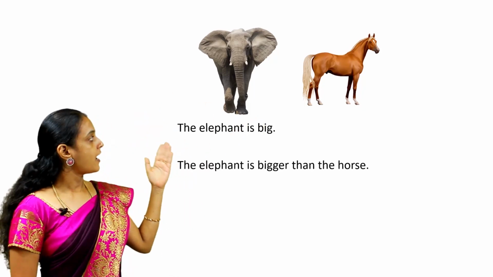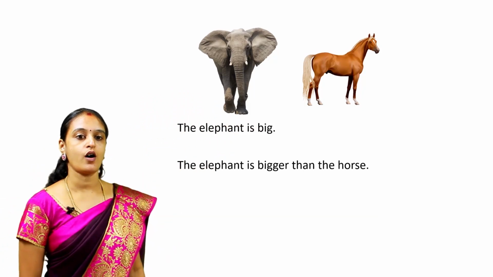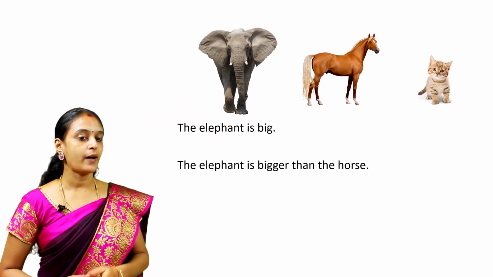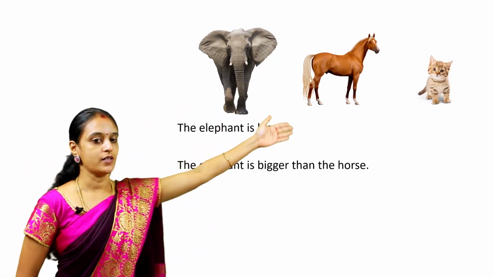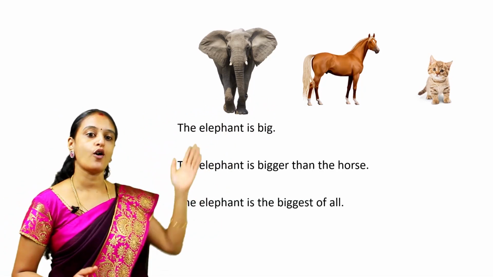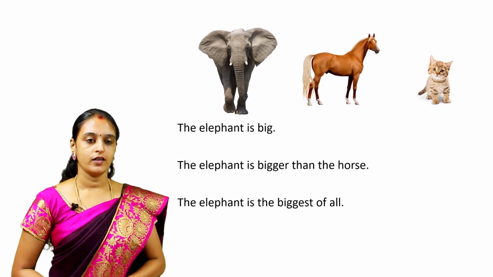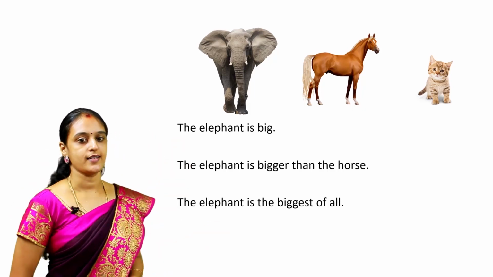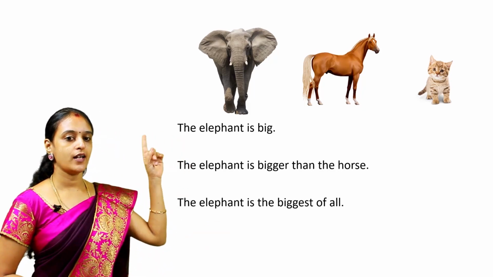Now, compare these two animals, the elephant and the horse. The elephant is bigger than the horse. Now compare these 3 animals. The elephant is the biggest of all. Now look at the first sentence. The elephant is big.